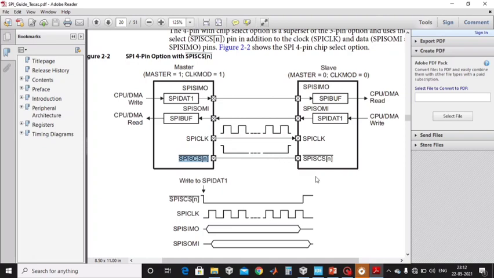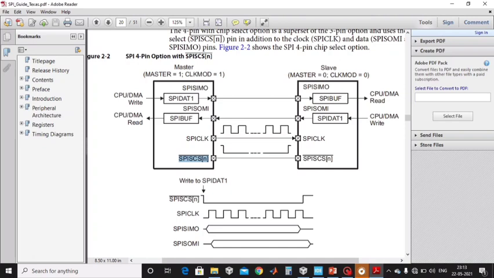So whenever the master wants to talk to device 2, it will lower its chip select pin. At that time no other slave device will respond. So this is how the chip select pin works. So these were about the pin configuration of the SPI communication.